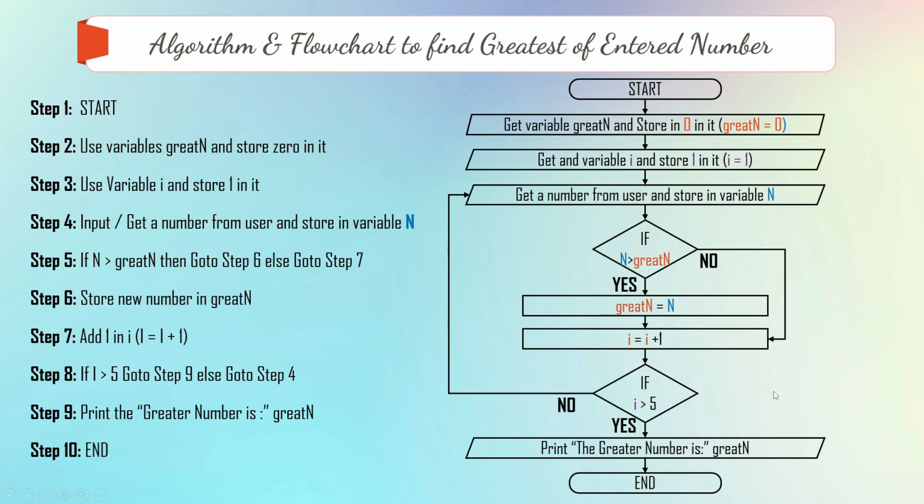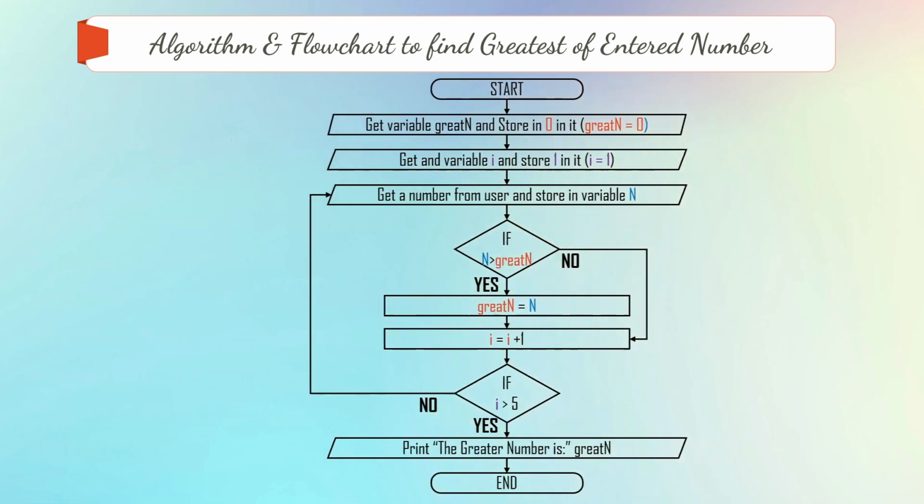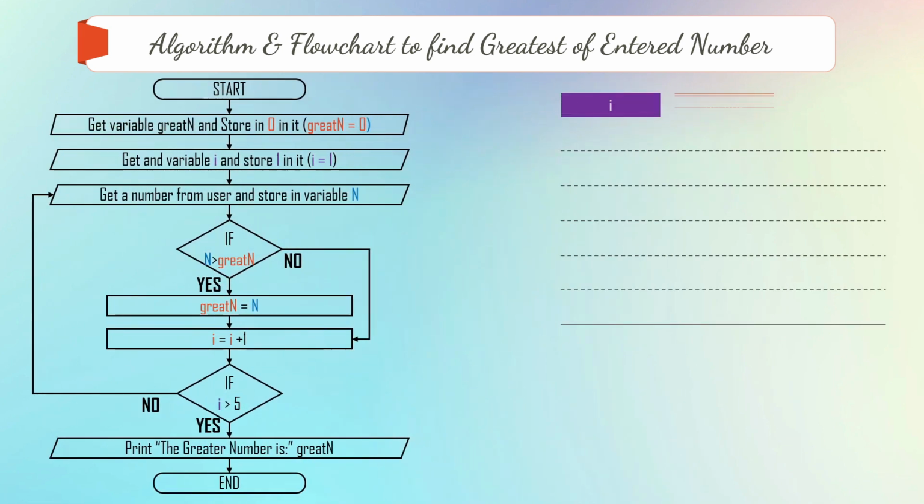Now to understand this algorithm and flowchart, let us take specific scenarios. So these are 3 variables: I, greatN and N. What will happen in the first step? In the first step, the value of greatN is 0, the value of I is 1, and the value in N is whatever we get from the user. Suppose the user enters the number 10. So this is the scenario at the first step, 1, 2 and 3. After the third step, this is the scenario.